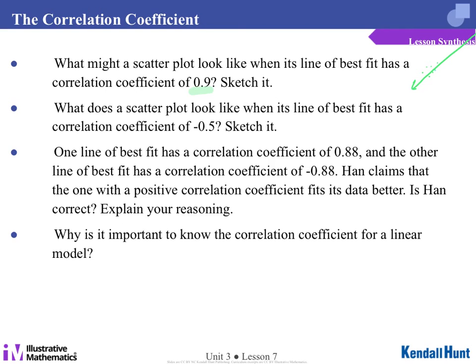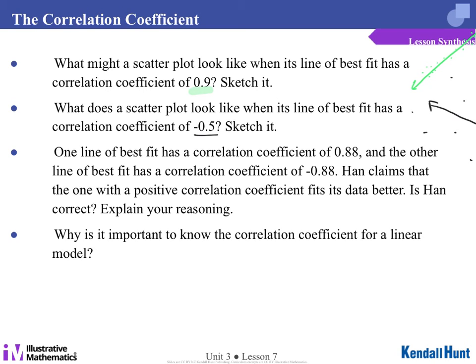Next question to ponder, what does a scatter plot look like when its line of best fit has a correlation coefficient of negative 0.5? So the negative is going to mean that it has that negative slope. It's going downward from left to right, and it looks like a loosely scattered cloud of data that trends in that direction.